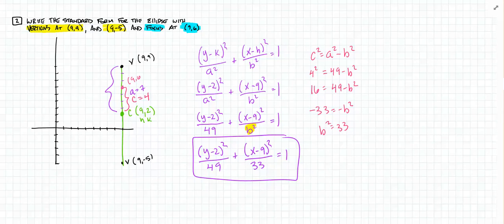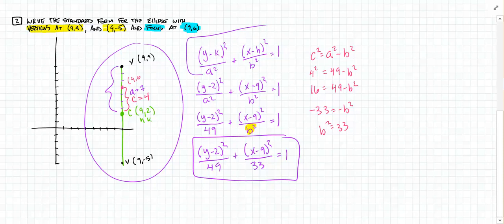So the key is being able to make the drawing, ladies and gentlemen. Making the drawing, picking the right equation, and then using everything you know to come up with the values for b squared, a squared, and c squared. Okay, I hope that helps.